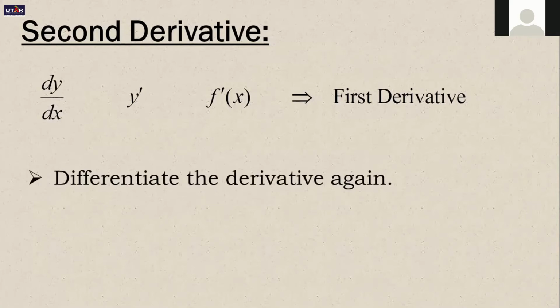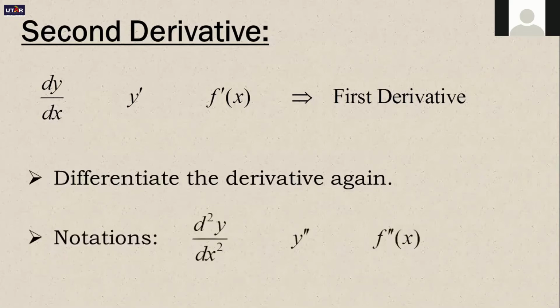So this will be the notation now, right? d squared y over dx squared. And then the y prime becomes y double prime. f prime becomes f double prime. So this is called the second derivative. Why do we need the second derivative? Because we need it for the application, right? We are going to use it for the application.